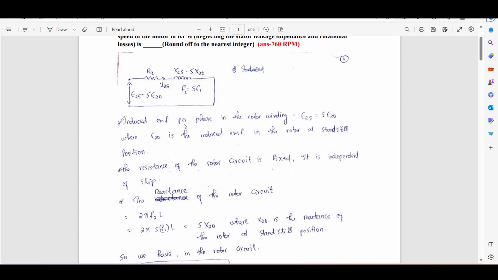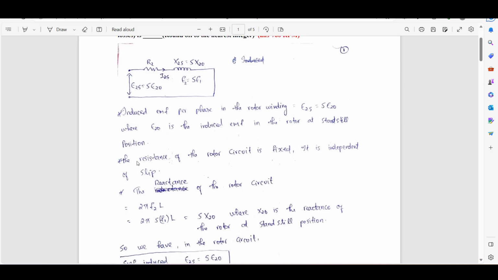The EMF induced per phase in the rotor winding is E2(s) = s × E2(0), where s is the slip of the machine, and E2(0) is the induced EMF in the rotor at standstill. That means E2(0) is the EMF induced when the rotor is not rotating. When the rotor is not rotating, the induced EMF will be maximum, and if it is rotating, the induced EMF will start to reduce. That is what we can see from this equation.